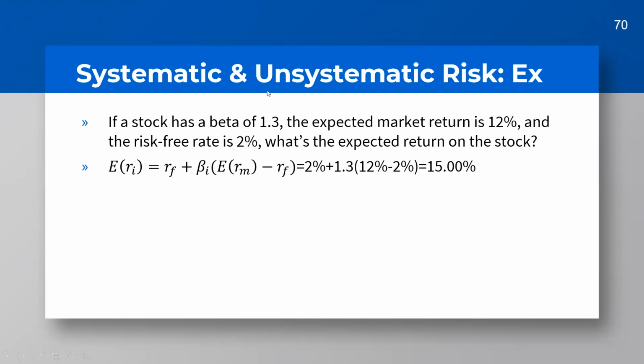So just a very brief example of calculating expected returns using CAPM. Let's say that a stock has a beta of 1.3, the expected market return is 12%, and the risk-free rate is 2%. What's going to be the expected return for the stock? With CAPM, we have the risk-free rate plus beta times the market risk premium. All we have to do is plug this information in. We have the 2% risk-free rate plus a beta of 1.3 times the 10% market risk premium. That would give us an expected return of 15%.